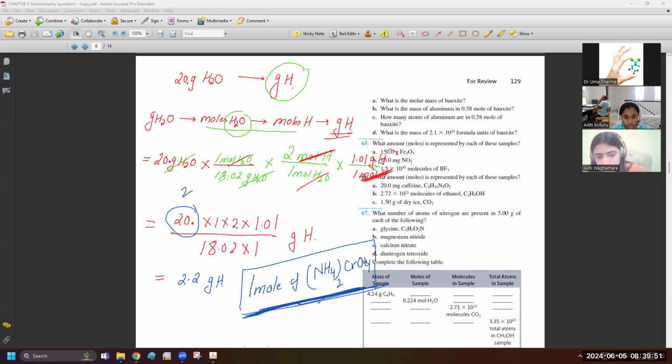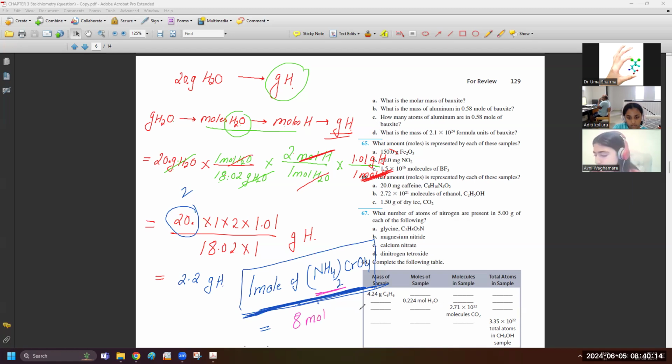Aditi, here is the question. How many moles of hydrogen are there? Avni, you are right. How many hydrogens are here? 8. Yes, 8 moles of hydrogen.